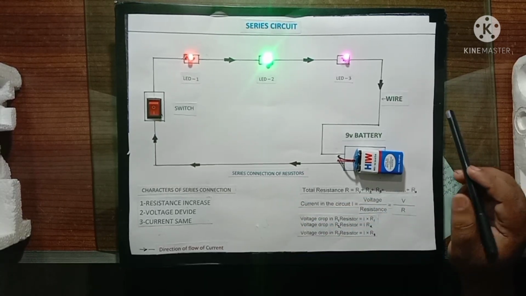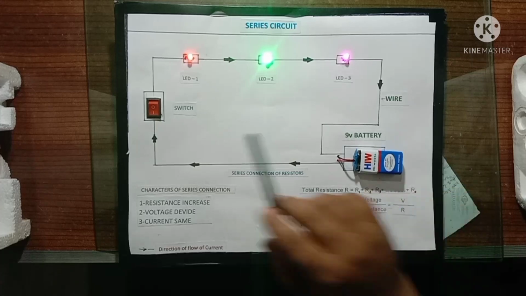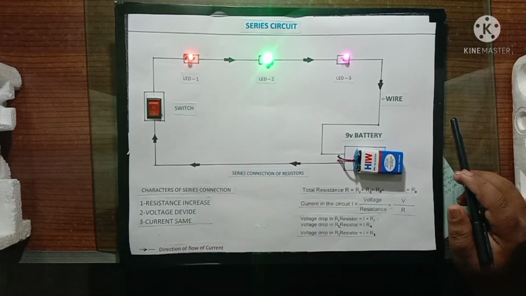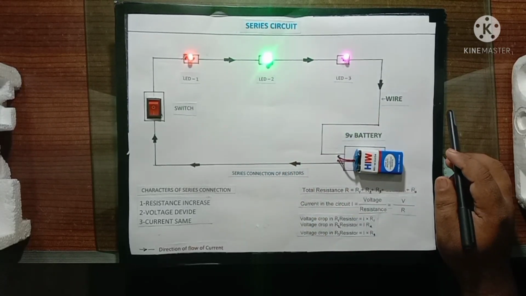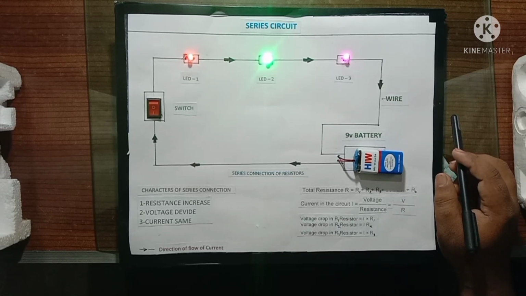We know in a series circuit the end of the first resistor is connected to the beginning of the second resistor. Here I connect the end of the first LED to the beginning of the second LED, and the end of the second LED to the beginning of the third LED. This type of connection is known as series connection of resistors.